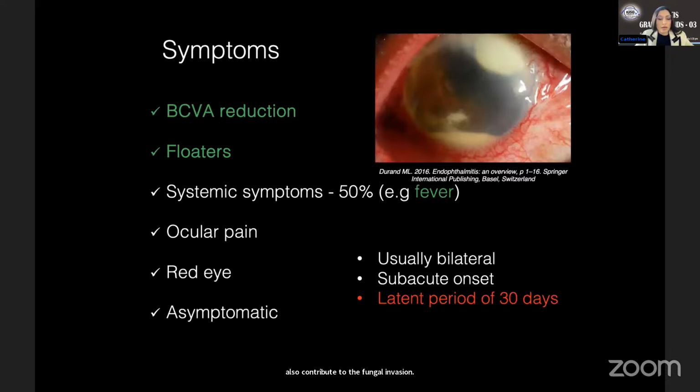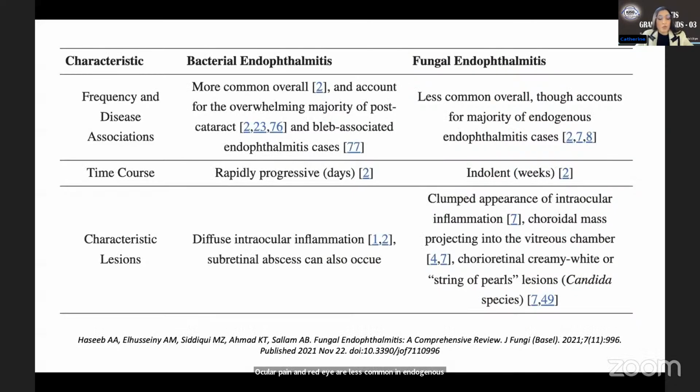The symptoms of endogenous fungal endophthalmitis include vision loss and floaters, which are usually bilateral. Ocular pain and red eye are less common in endogenous versus exogenous endophthalmitis. To distinguish a bacterial from fungal endophthalmitis, we carefully search our patient's history. Bacterial endophthalmitis is associated with a recent ocular procedure, is more common, and has a rapid progression versus an indolent course in fungal. Lesions of bacterial endophthalmitis are more diffuse, while fungal carries the characteristic choroidal mass, which projects into the vitreous and is accompanied by an overlying vitreous haze with a typical form of string of pearls.